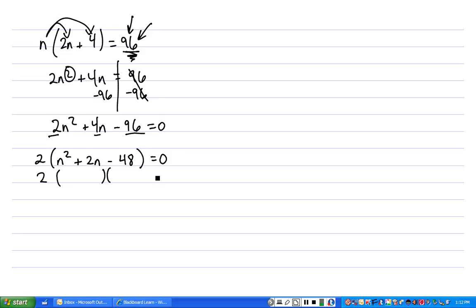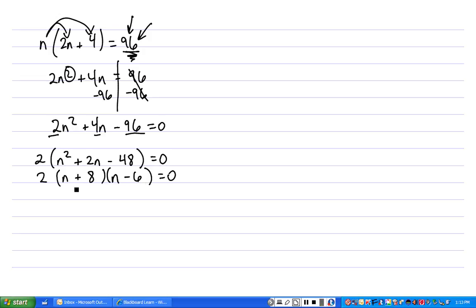And now I'm going to use reverse FOIL on this. So that's going to be an n and an n. And 48 is 6 and 8. Trying to get to a positive 2, so I want my 8 to be positive, so I make my 6 negative. First and first is first. Last and last is last. Outside is a negative 6. Inside is a positive 8. 8n minus 6n is a positive 2n. So this all checks out.